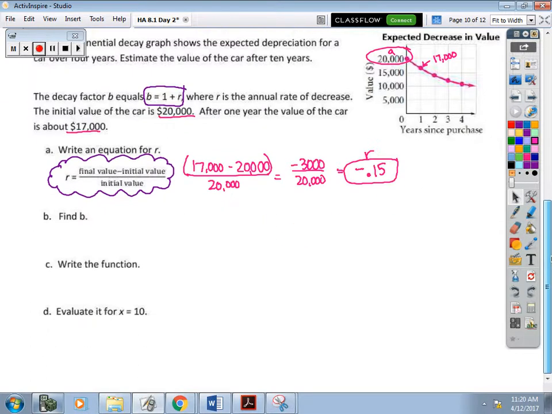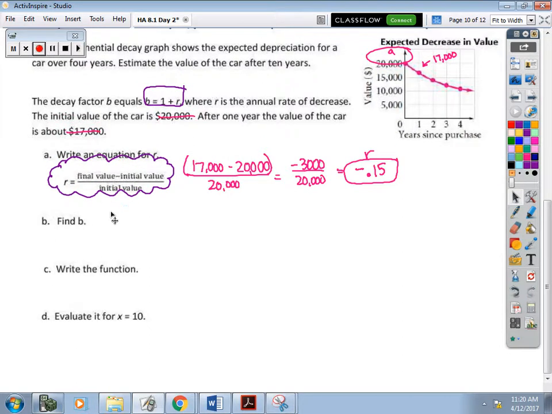Then we have to find B using the formula that we learned and talked about yesterday. B equals 1 plus R, which is our growth factor. So this would be 1 plus a negative 0.15. So it's depreciating 15% every year. To get that, our B value is going to be 0.85. And that makes sense because this is less than 1 and this is a decay problem.